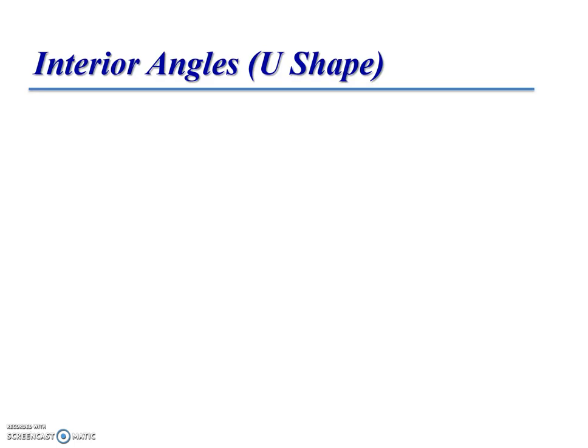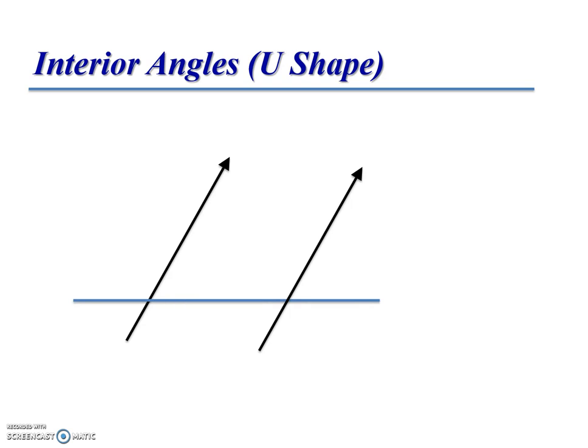Now, finally, we have interior angles, or the U shape. Now, in order for us to get a U shape, or sometimes they call it a C shape, we need to draw another pair of parallel lines. So to make it easy for you, I just draw the parallel lines upwards, and this is a transversal. So I assume that you know where to spot or to locate the U shape. It's here.